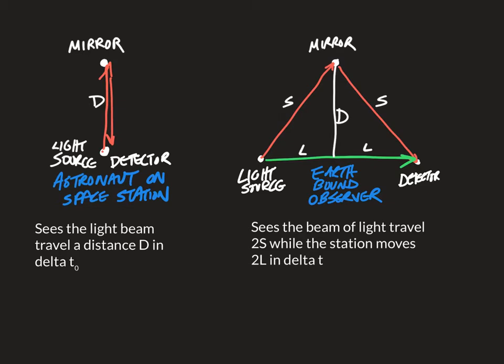As far as the astronaut's concerned, nothing inside the space station moved. But the observer on Earth sees two things. Sees the whole space station move, which necessarily means the light beam takes this bouncy, angled path instead of a straight back and forth path. All right, so here, these are frames of reference.